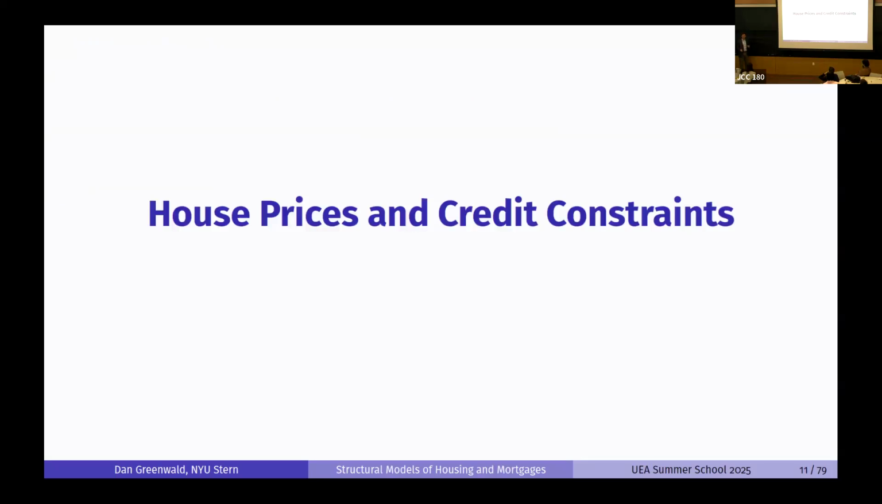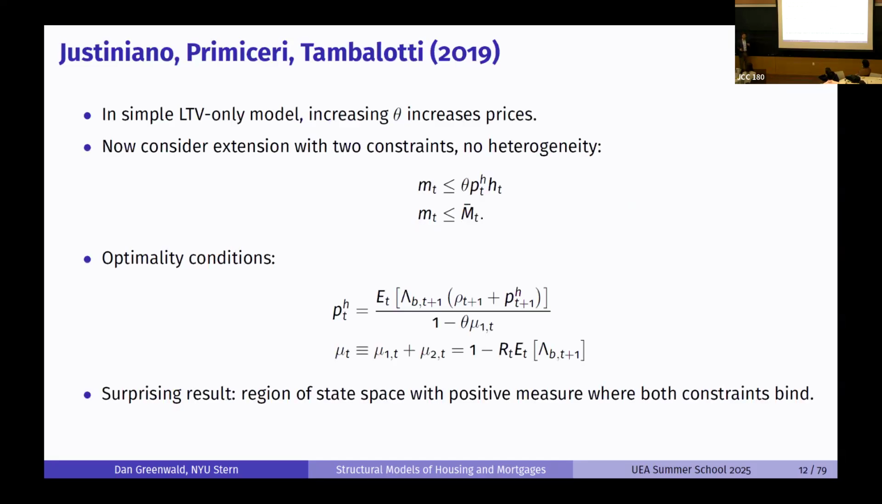Okay, good. So unless there are other questions, feel free to chime in. Let's talk about the first way we can extend this basic framework, which relates to credit constraints, right?